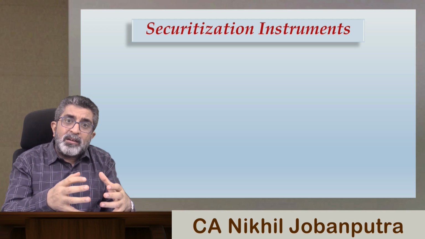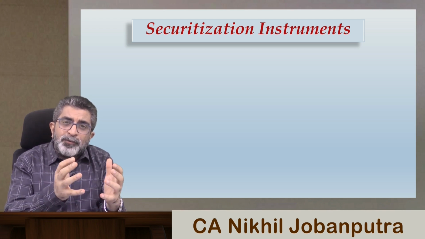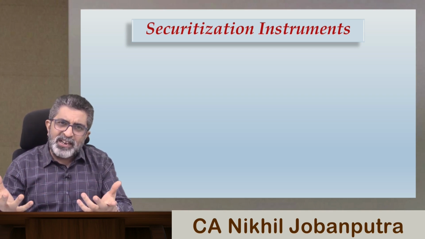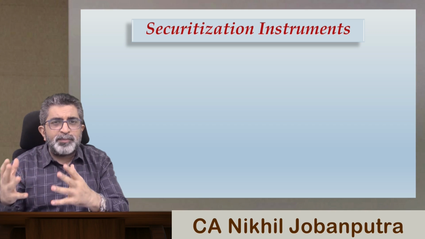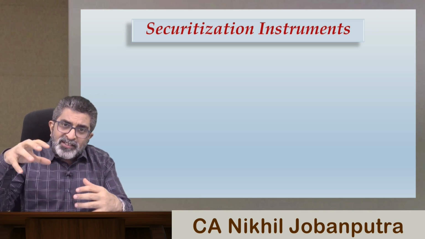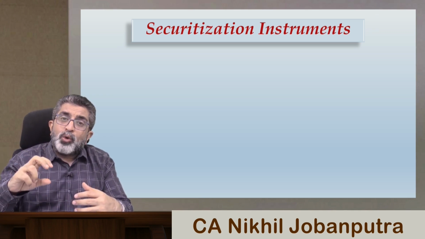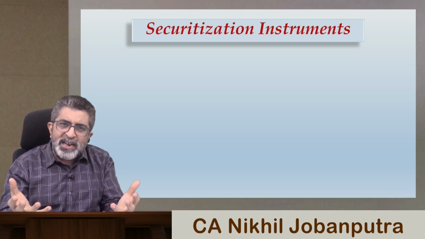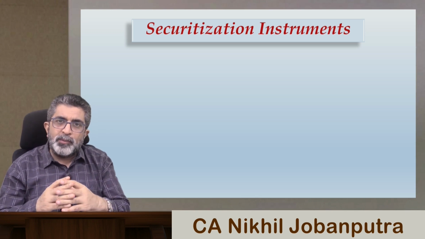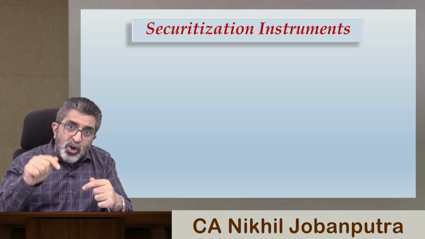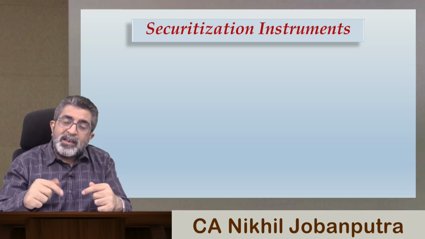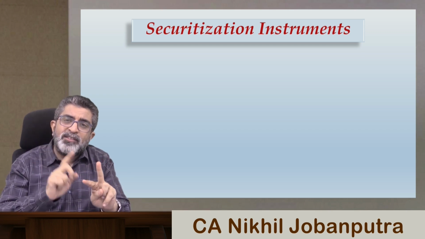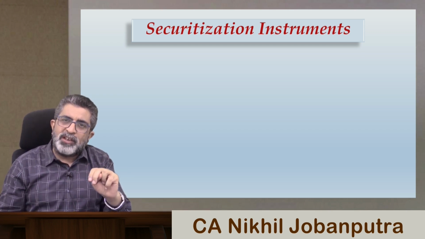This entire asset pool is transferred by the originator to the SPE, that is special purpose entity, or you can call it SPV, that is special purpose vehicle. This SPE is going to issue securities backed by this asset pool, which could be simply an asset pool or even a mortgage pool. Now the securities issued by the SPV can be classified into two types, what we call pass-through certificates and pay-through securities.